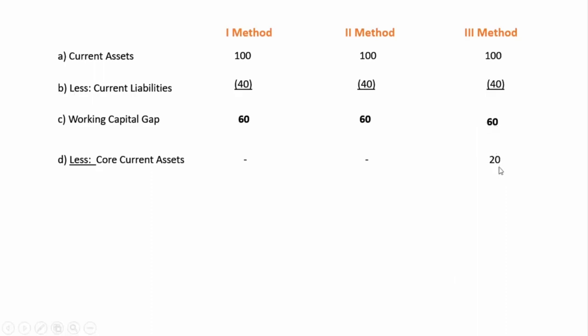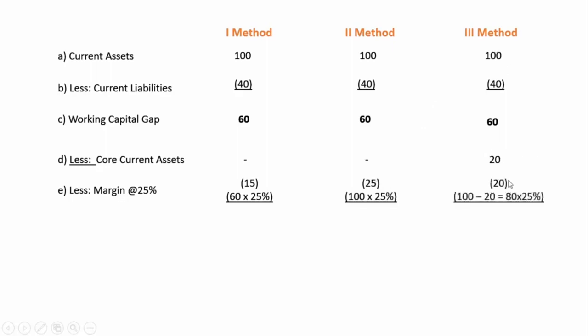Okay. Now let's see how to calculate the margin. In method 1, margin will be calculated on the working capital gap. So 60 multiplied by 25%, it is 15. In method 2, margin will be calculated on current asset. So it is 100 multiplied by 25%, 25. In method 3, it is going to be current asset minus core current asset multiplied by 25%. That is 80 multiplied by 25%, it is 20.